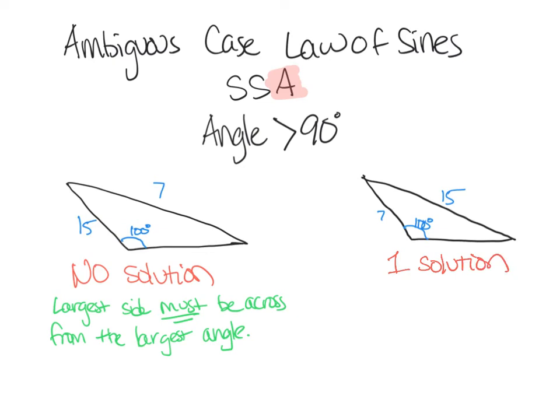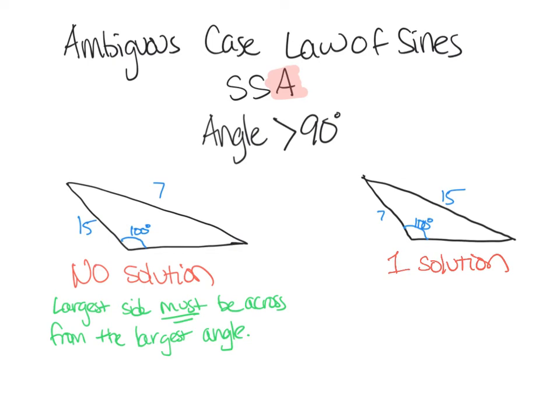So again, if your angle is larger than 90 degrees, just always double check that the largest side is across from the largest angle. If it is, it works. Cool. That's going to make a triangle. If not, that's an example of a no solution. So let's go through, solve, and do what we can.